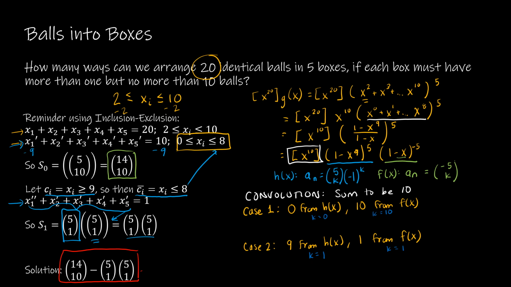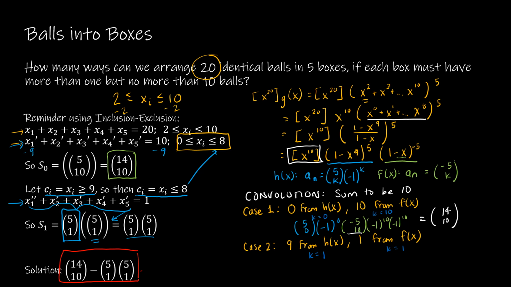So if I use k of 0 for h of x, that's going to give me 5 choose 0, negative 1 to the 0. And from f of x, k is 10, is going to give me negative 5 choose 10. And then remember, it was negative 1 to the 10th, negative 1 to the 10th. And those negative 1 to the 10ths would cancel, and 5 choose 0 is actually 1, and negative 1 to the 0 is 1. So if I simplify this, this gives me just the negative 5 choose 10, which is 5 plus 10 minus 1, or 14 choose 10.